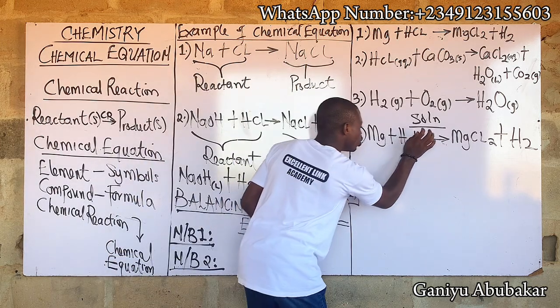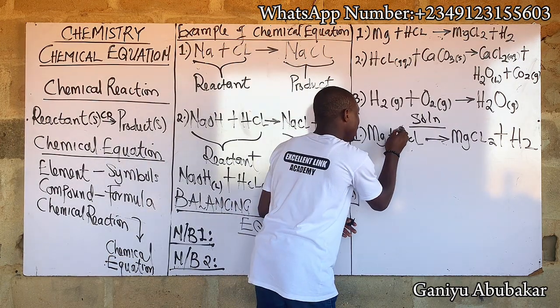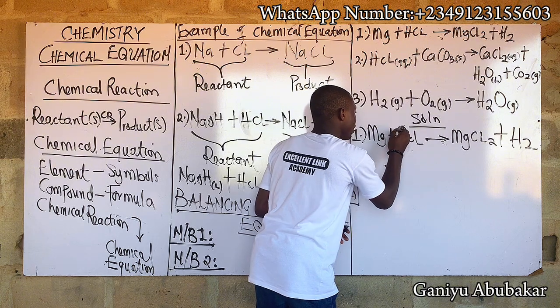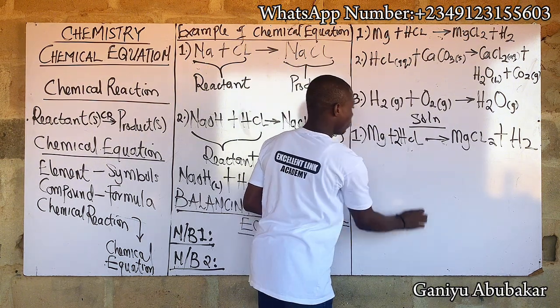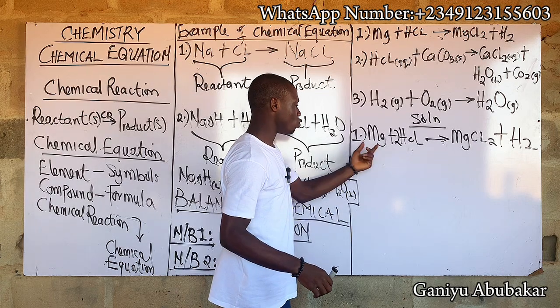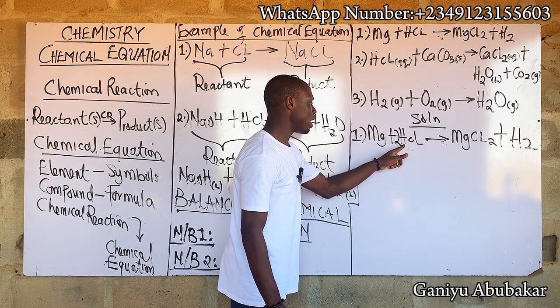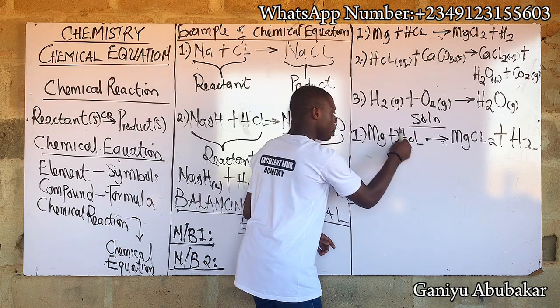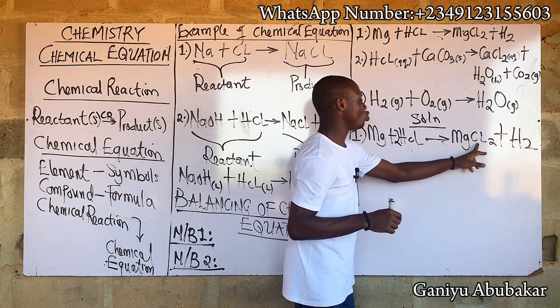So in this case, this is wrong. That 2 should be what? A coefficient. So that 2 will come in this form. That will be 2 here. So look up now, magnesium is 1, no problem. Hydrogen, there's a 1 here now. 1 times 2 is 2 hydrogen. 2 hydrogen, balanced.